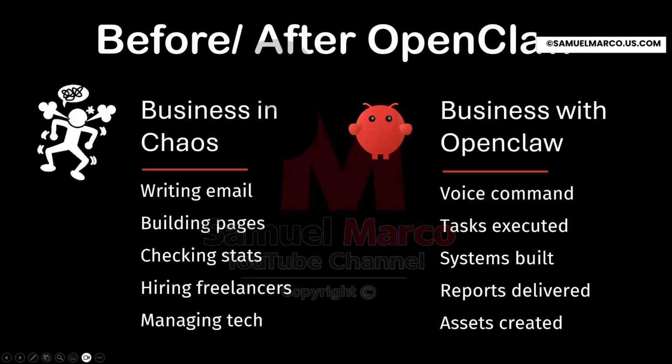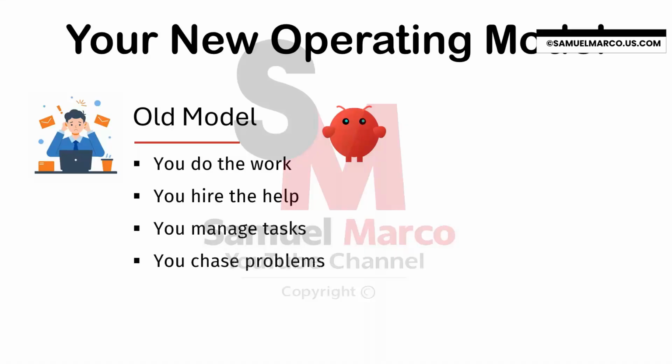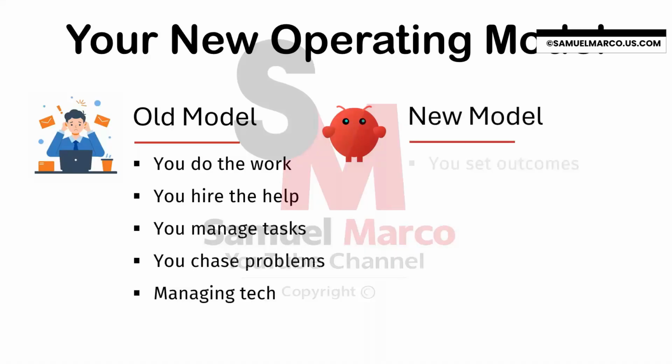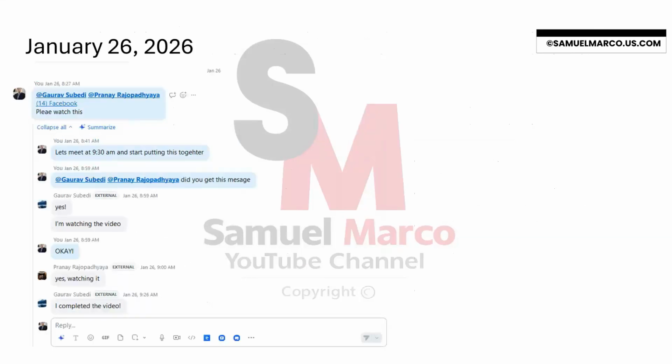And this really did change everything. So your new operating model: the old model is you do the work, you hire the help, you manage the tasks, you chase the problems, you manage the tech. The new model, you set the outcomes, AI completes them, AI monitors performance, AI fixes issues, and you scale. Very, very simple. So I'm going to tell you how all this came about.